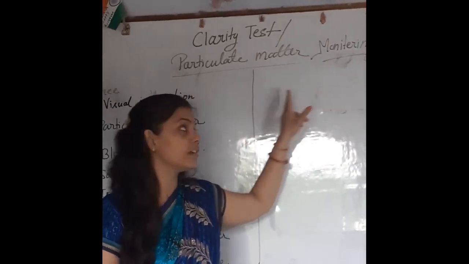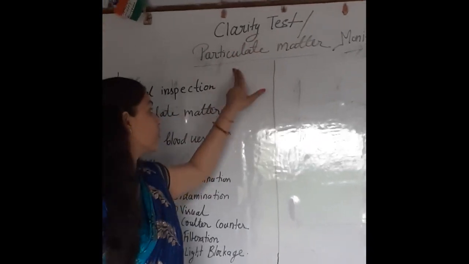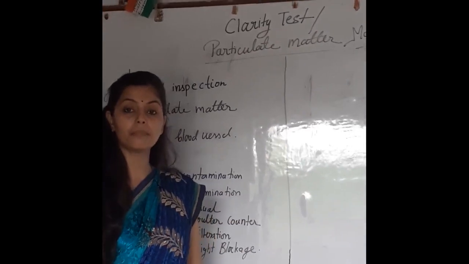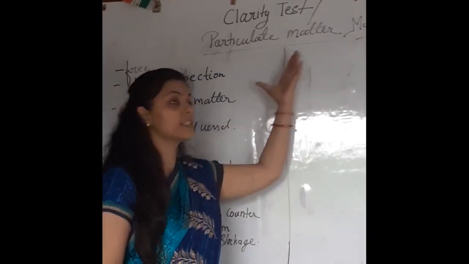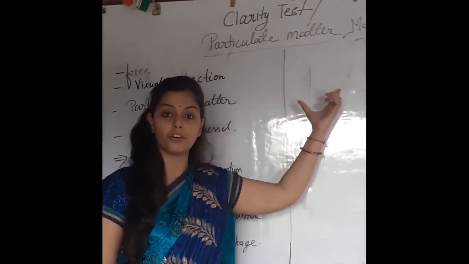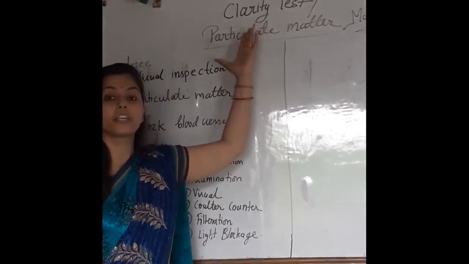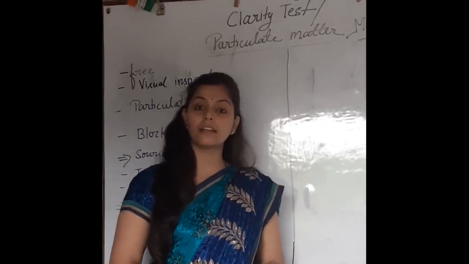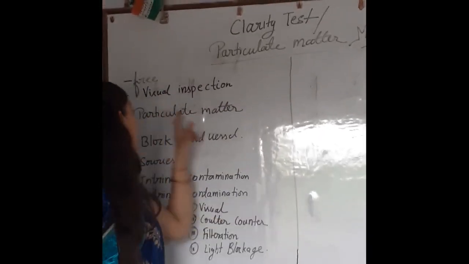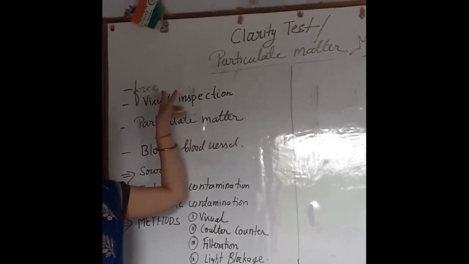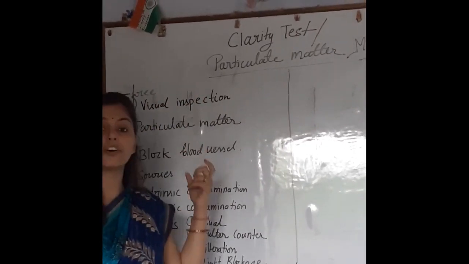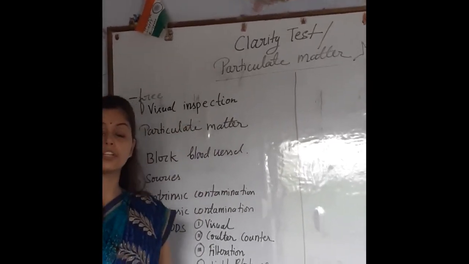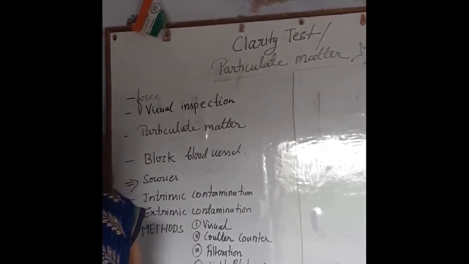We will study here what is clarity test, what are the particulate matter, what are the sources of particulate, and what are the methods for evaluation of these particulate matter present in the parenteral formulation. Firstly, we will know why clarity test is done in parenteral formulation. Clarity test is generally done for ensuring that the parenteral preparation must be free from foreign particles. Final formulations are visualized for the presence of particulate matter.